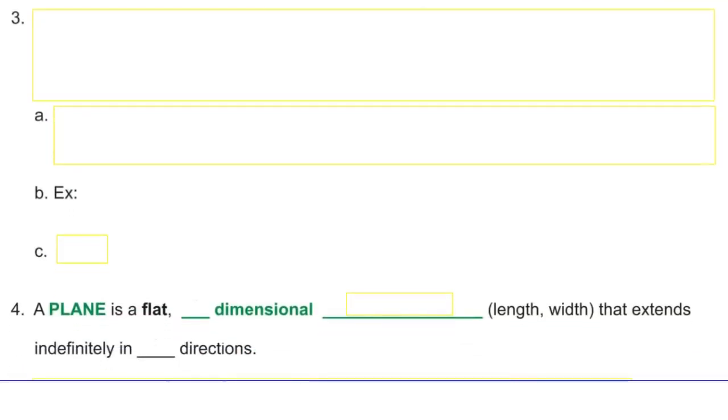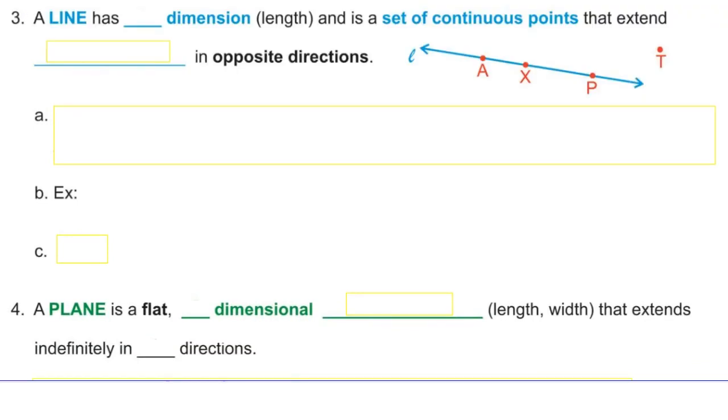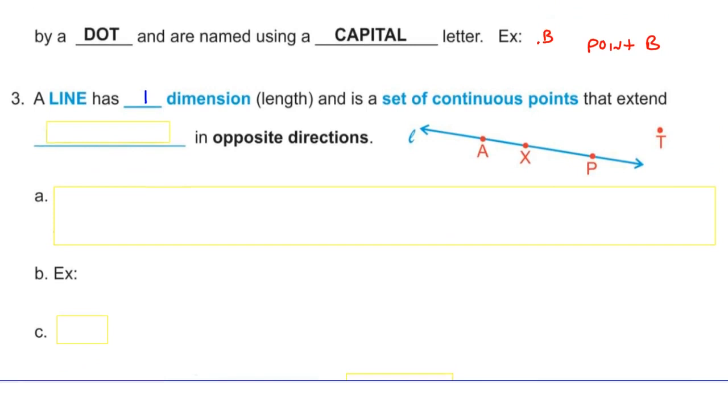Okay, number three, what about a line? How many dimensions would a line have? I hope you're thinking one dimension. So our line has one dimension, length, and is a set of continuous points that extend. How far does a line extend? Please notice, and students miss this, the ends of the line have arrows. Those arrows indicate that the line continues on forever and ever. Okay, the line goes on forever.